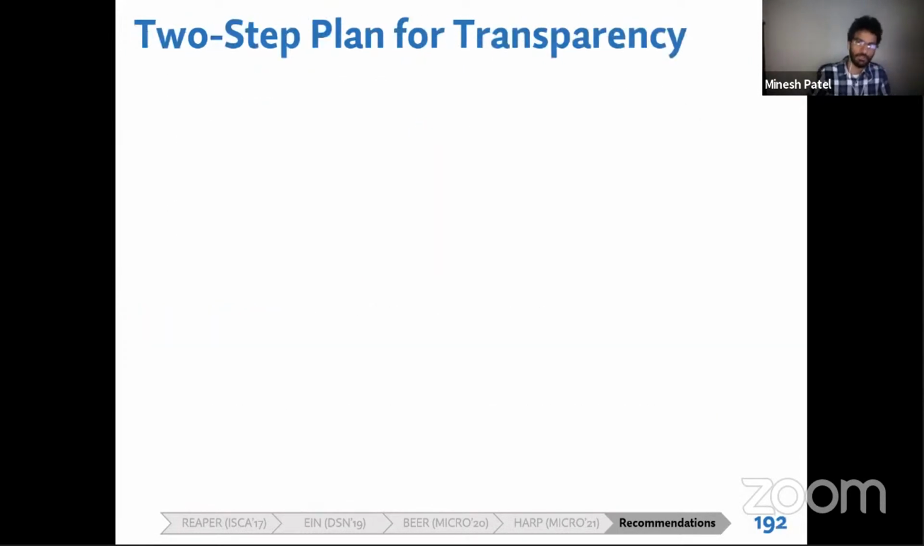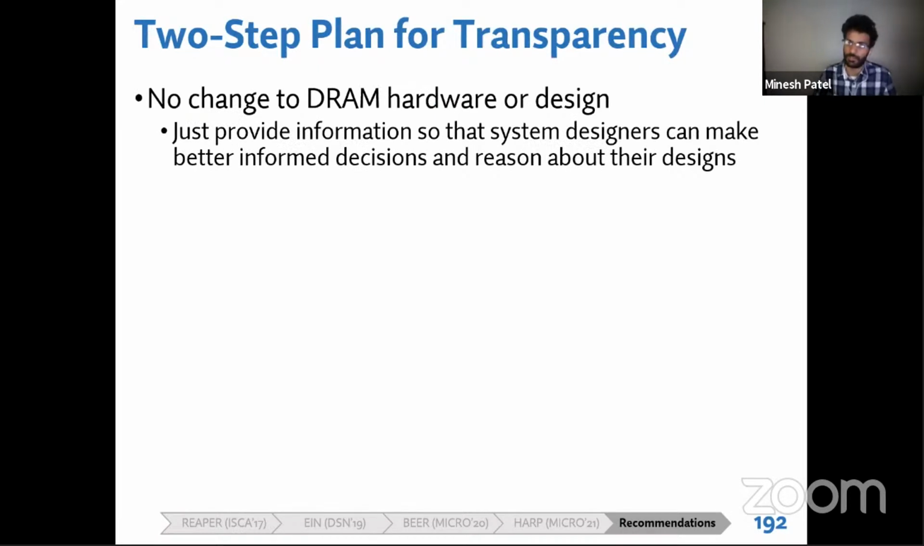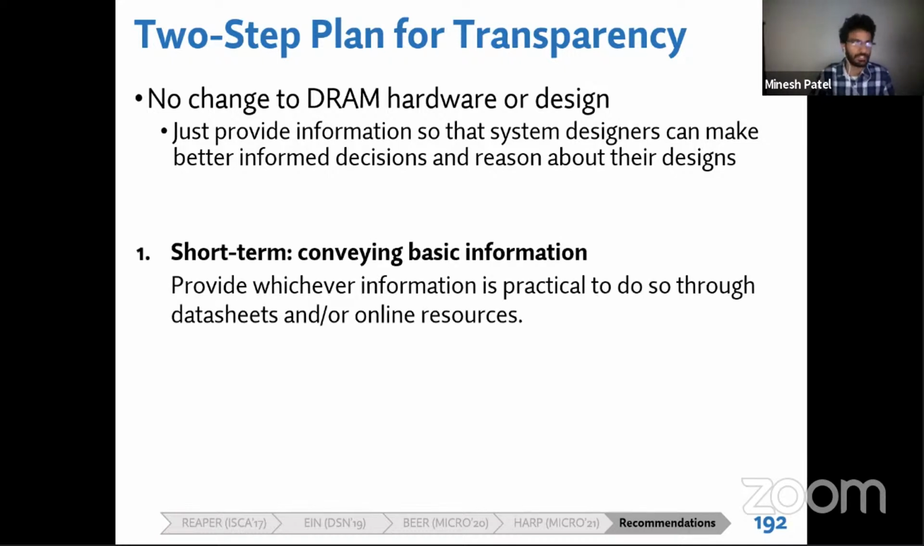And so we conclude with a two-step plan for transparency in order to talk about how to release this information. We believe there is no need to change DRAM hardware design practices. We would simply like to have the information available for system designers to use to make informed decisions in the course of their work. Our two steps are that in the short run, we would like to be able to convey basic information from the DRAM manufacturers, or essentially from the industry, to system designers. They can provide whatever information they're able to, and anything that makes it practical for the system designers to adopt these flexible DRAM optimizations.